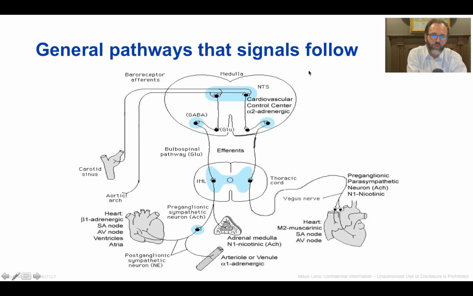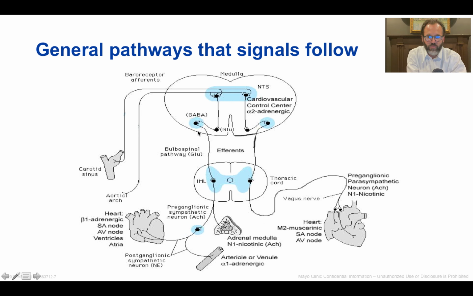Now, when we look at the general pathways that these signals follow when they go to the brainstem, you can see here we've got the carotid sinus and the aortic arch, two major baroreceptive sites, and those come in and synapse within the nucleus tractus solitarius, which we'll talk about in more detail in just a moment, but largely in the brainstem or in the medulla. Here you have synapsing in the NTS, a bit of additional synapsing in other regions of the brainstem, which we'll discuss in a little bit more detail.